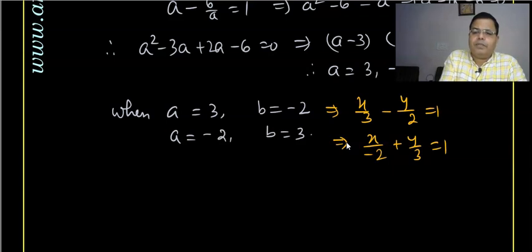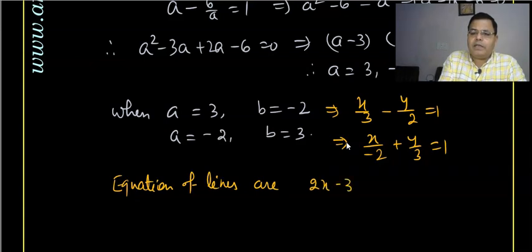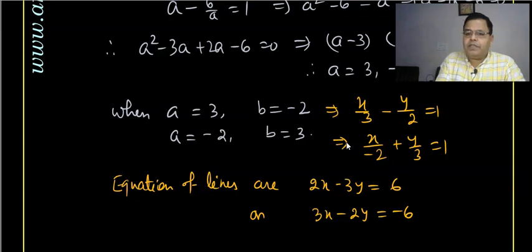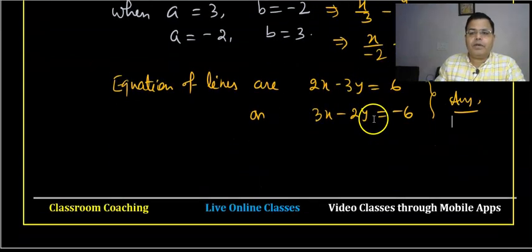Or if you simplify this, then the equations of lines are either 2x minus 3y is equal to 6, or 3x minus 2y is equal to minus 6. These two are answers. So these are the two lines. I hope you got it.